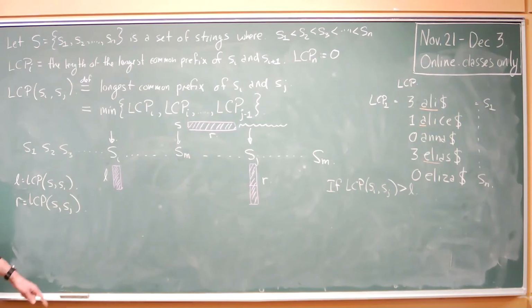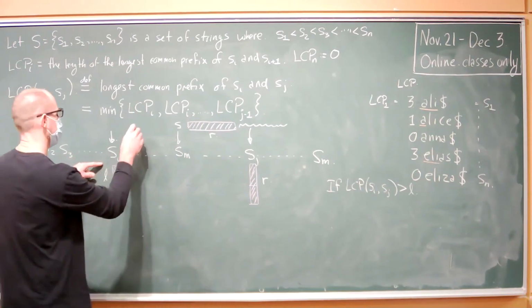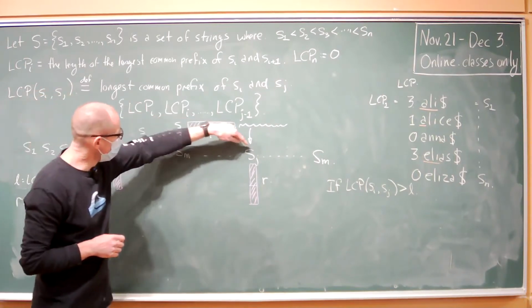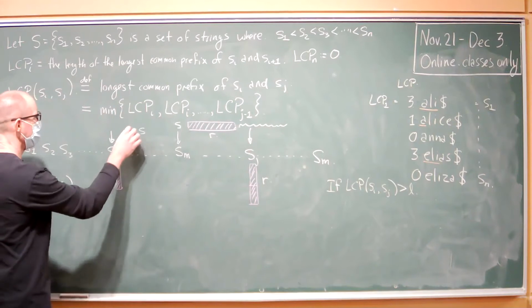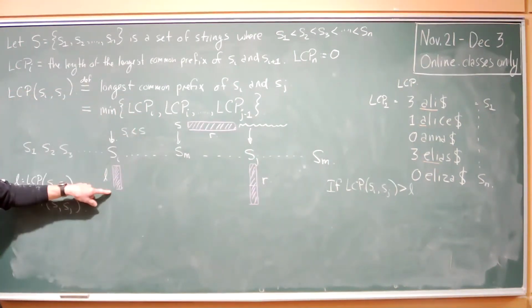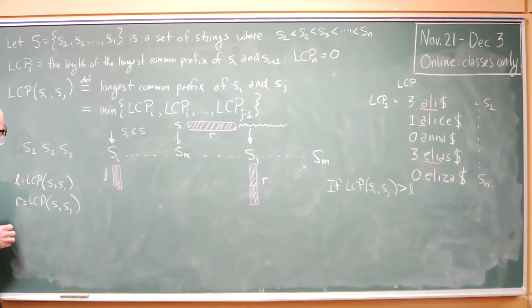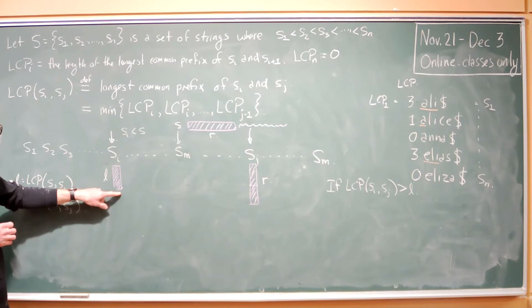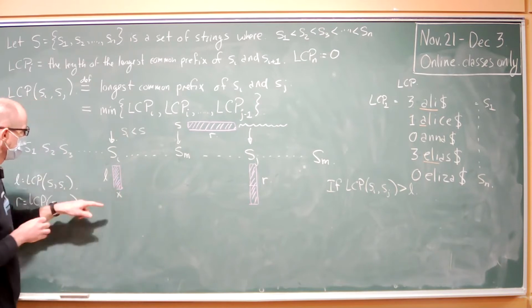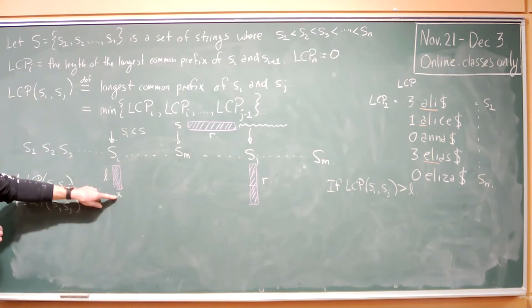that means. So we have S, and since our binary search has gotten here, we know that S is bigger than SI. Okay, but SI and S, they disagree right here, right? So whatever this character is in S is bigger than this character here.